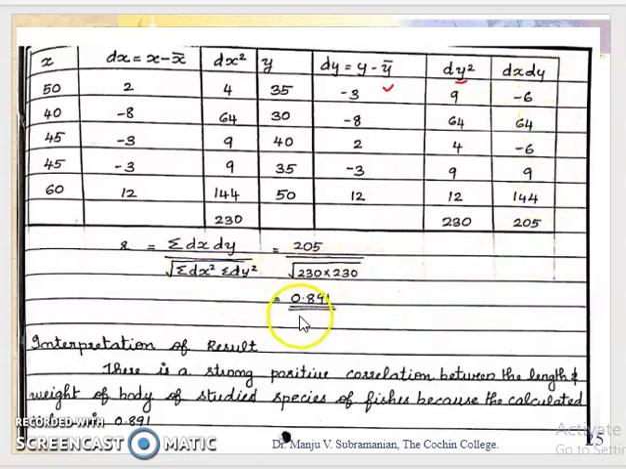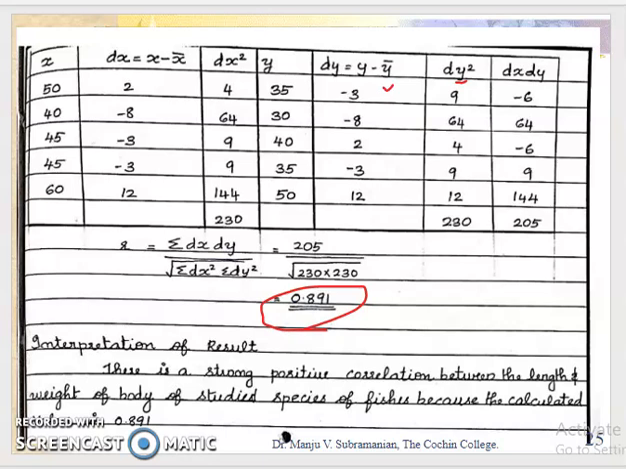Then you have to find the square root. You can just substitute the values in the equation, and you will get an answer. Here you are getting a value close to 1, and the value is positive, so we say that the x and y variables are positively correlated. That is the interpretation of the result.